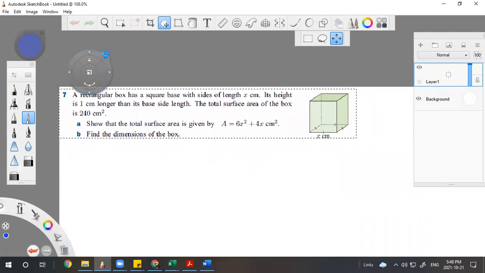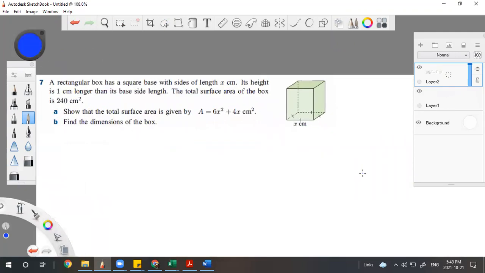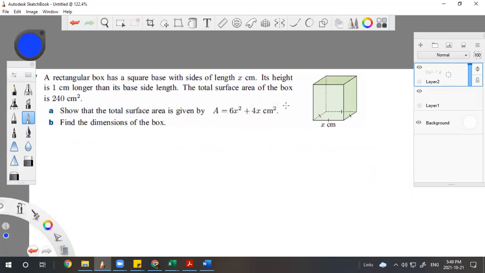Okay, a rectangular box has a square base with side length of x, and its height is 1 cm longer than the side length. So the height is x plus 1, right? Everything is x plus 1 except this base. And the total surface area, what is the total surface area?